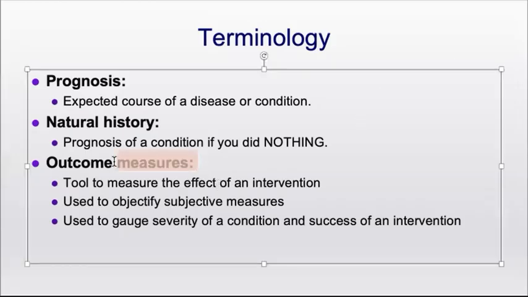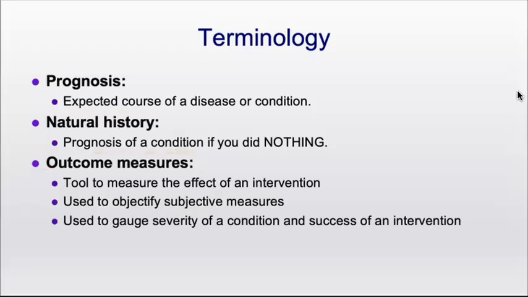Outcome measures, these are very important for providing objective measurements as the person is progressing in their treatment or in their rehab. Okay, outcome measures measure the effect of an intervention. They can be applied at the start, the middle, and the end of a rehab program in order to gauge progress. So when you apply an outcome measure at the start, you're looking at what's our baseline measurement that we're looking to improve upon.